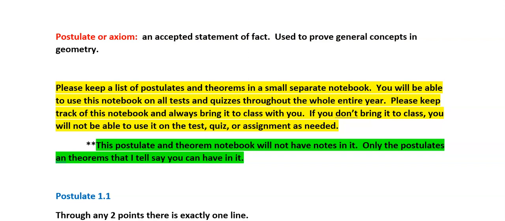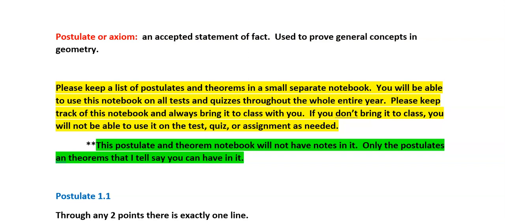If you don't bring it to class, you do not get to go get it. You will not be able to use it on the test, quiz, or assignment as needed for that day. You would bring it the next day, so you could use it then. This postulate and theorem notebook will not have notes in it. Only the postulates and theorems that I tell you that you can have in it, you can have in there. So starting today, if you don't have a separate notebook, you may get a separate notebook and then write them there. Keep them together. Don't do anything extra.